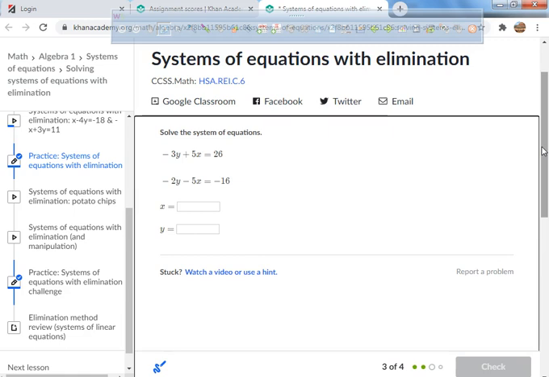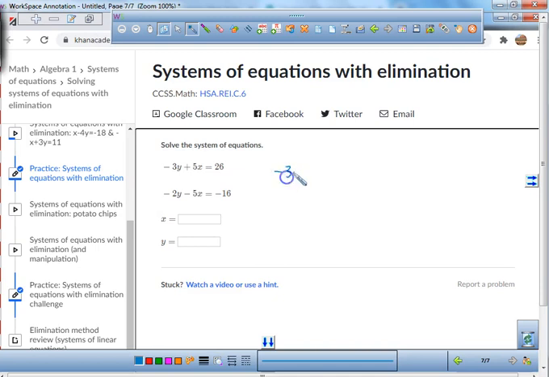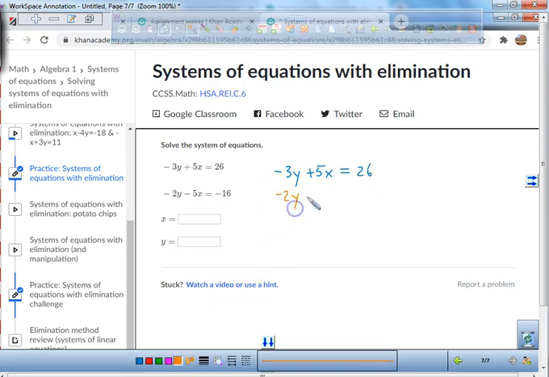Let's do one more. We're going to write the top one in blue, and the bottom one in orange because I like orange. We have to add these together. When we add these together, the x terms eliminate, and we get negative 5y equals, 26 minus 16, which is 10. So when I divide both sides by negative 5, y equals negative 2. So I know my y value is negative 2.